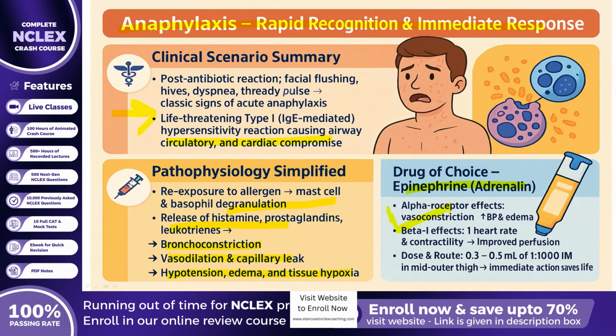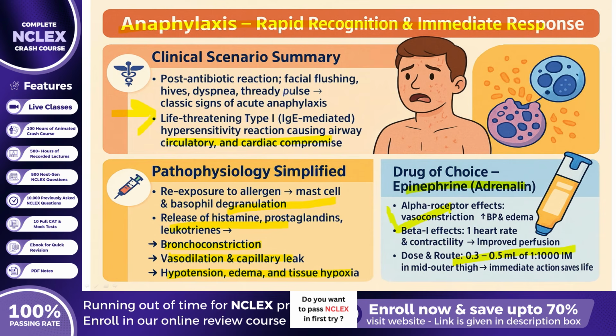The preferred route is an intramuscular injection into the mid-outer thigh using a 1 to 1,000 concentration, with a typical dose of 0.3 to 0.5 milliliters. This should be administered immediately at the first indication of respiratory distress or circulatory collapse, because delay can be fatal within just 5 to 10 minutes.